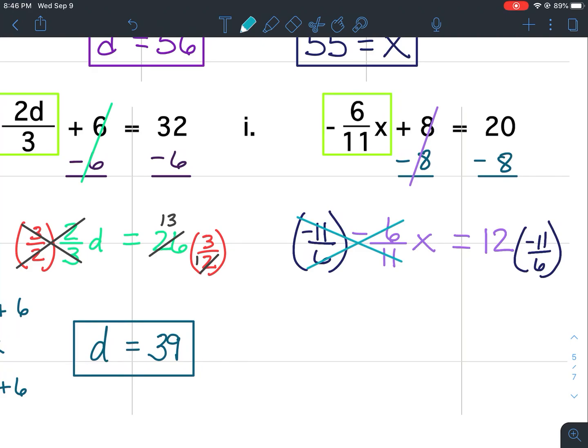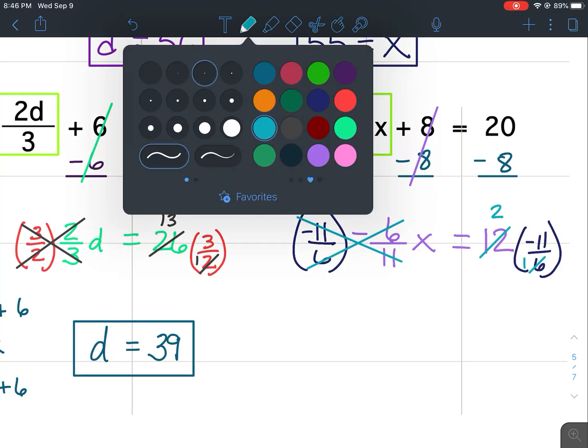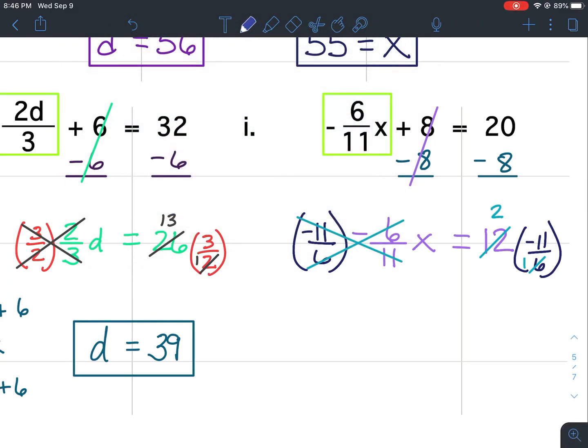I like to reduce first just because I think it makes the multiplication easier. For instance, I know that 6 goes into both 6 and 12. 6 divided by 6 is 1. 12 divided by 6 is 2. So really all I have to do is take 2 times -11. But if you don't want to reduce first, that's okay. So I have x equals 2 times 11 is 22. There's one negative, so it's going to be -22.